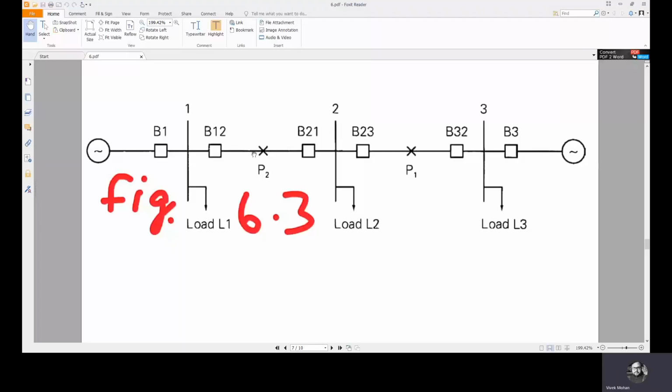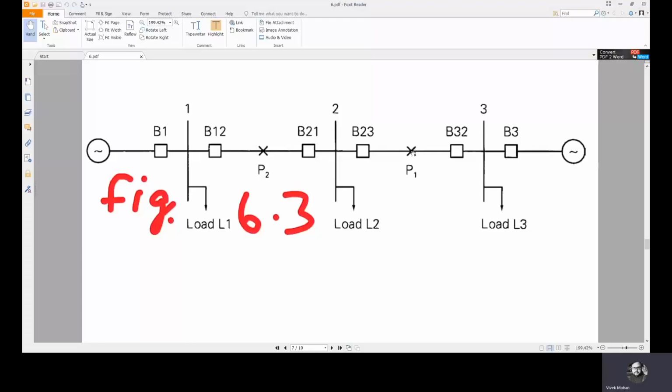Okay, now for a fault at P2, what should be done? For a fault at P2, B23 would not operate. B32 should coordinate with B21, because we need B21 to operate and not B32. If B32 operates first, then B21 will not operate because it will not follow the directional feature. Now, B1 should coordinate with B12 for a fault at P2.